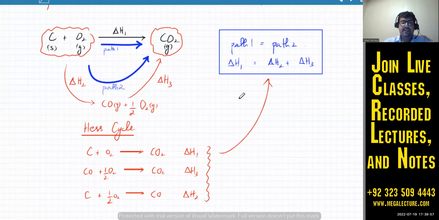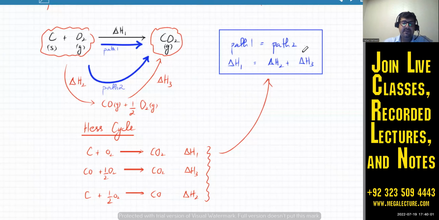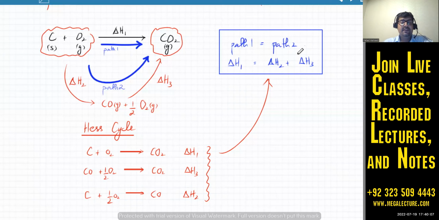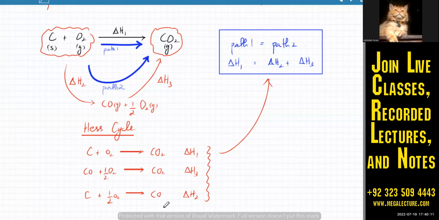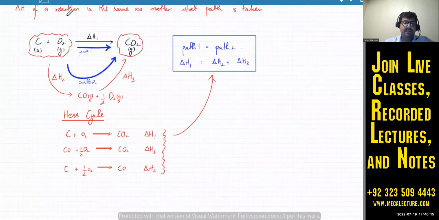Okay, so there were 3 completely random reactions. All of them were separate, but the cycle helped us figure out that they have a relationship with each other. And this relationship is very important to figure out the unknown enthalpy changes. Like if one of the enthalpy changes of these reactions was missing, you can figure this out. Okay, clear? Is this clear?